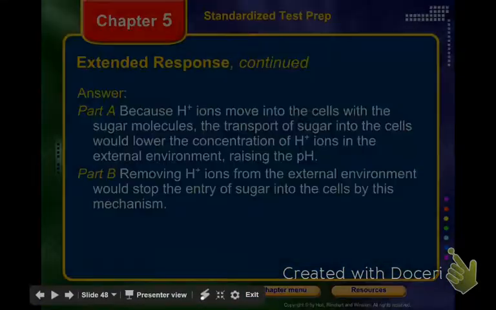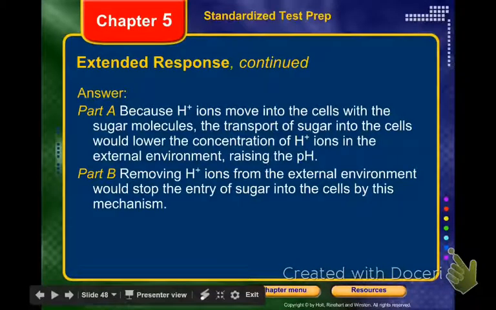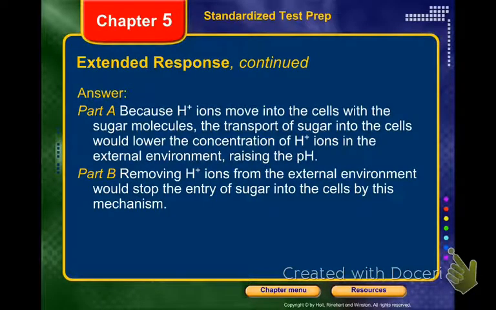Because hydrogen ions move into the cells with the sugar molecules, the transport of sugar into the cells would lower the concentration of hydrogen ions in the external environment, raising the pH. Did we get it right? Yeah. Removing hydrogen ions from the external environment would stop the entry of sugar into the cells by that mechanism. Yay! That's what we said. If we don't have hydrogen ions to come with the sugar, then the whole mechanism shuts down.